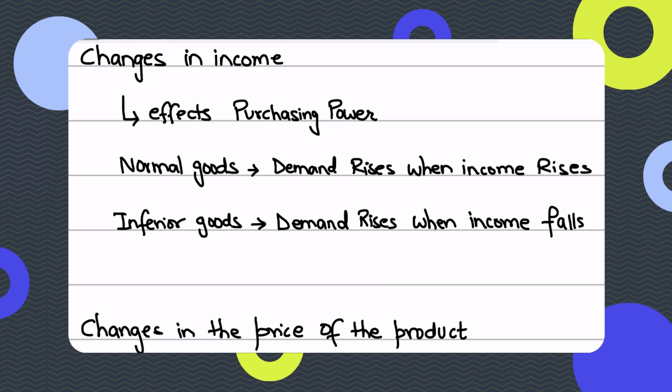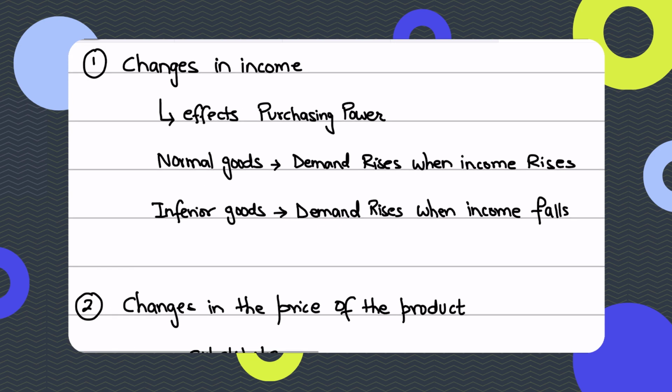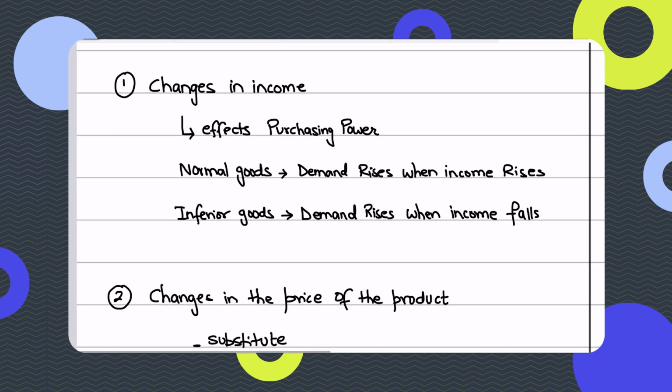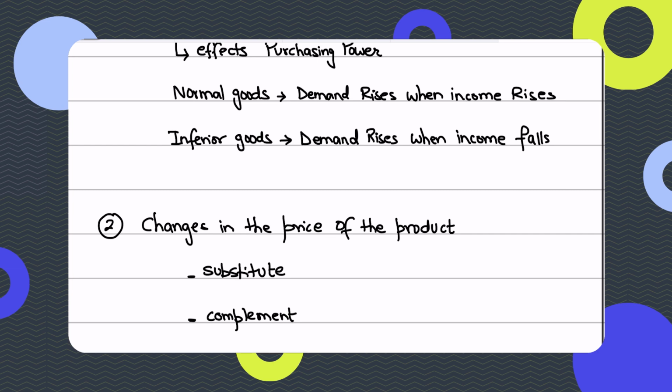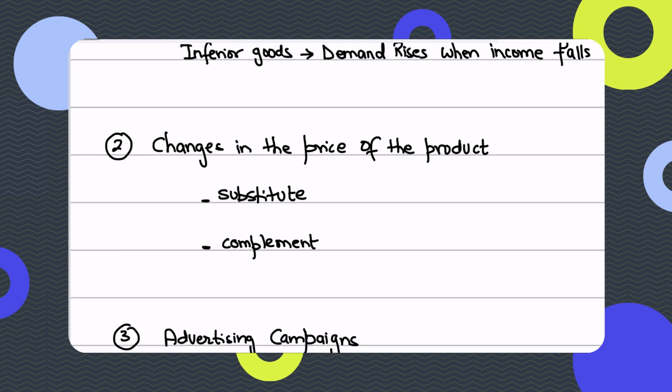So similarly, demand for inferior goods will rise when income falls, and demand for inferior goods will fall when incomes rise. So the demand curve will shift to the left for inferior goods when income rises, and the reason is that people will switch to better quality or superior goods, like normal goods, basically. Okay. So this is one thing that you need to know, right? Secondly, another thing that is very important is changes in the price of substitutes.